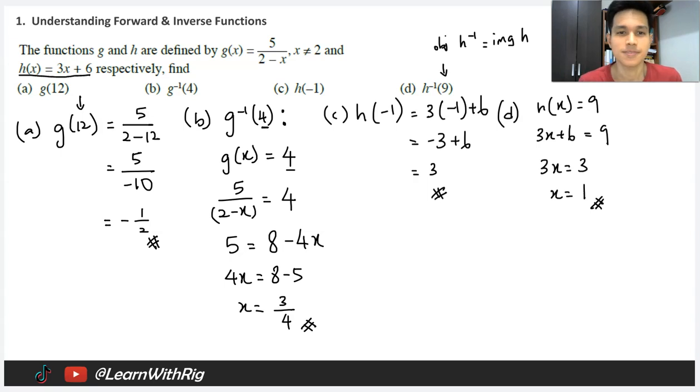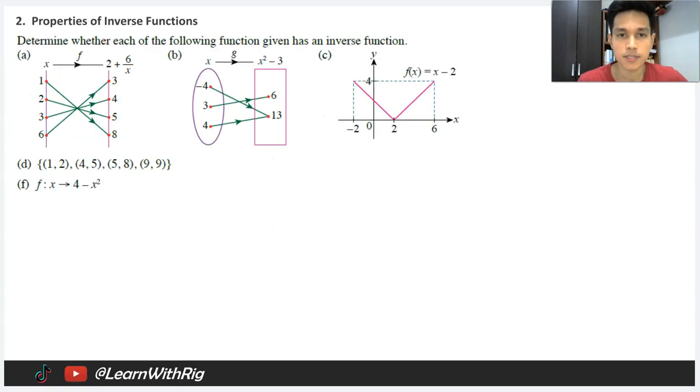Alright, now next. Determine whether each of the following functions given has an inverse function. Alright, so now we're going to learn about the properties of inverse functions. So here's what I want you to know. Here are some properties that you should really understand, right? So for it to be an inverse function, it has to fulfill a few conditions.